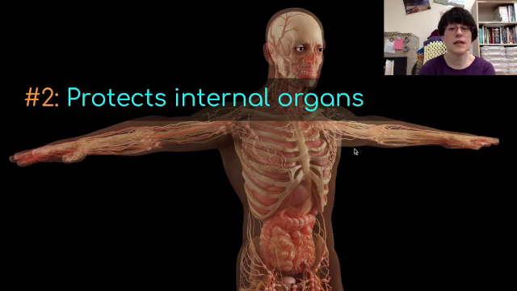It also protects internal organs. Up here, this bone here is the cranium and it protects our brain. We can see the rib cage protects our lungs and our heart and other internal organs. And you can't see it here, but the spinal column is protected by vertebrae.